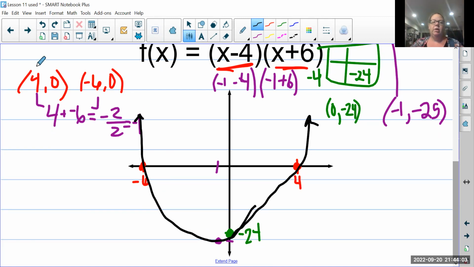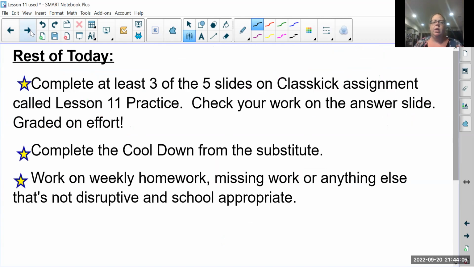All right, so what you're doing for class today is on ClassKick, there's an assignment called Lesson 11 Practice. There are 5 slides that you can do. You need to do at least 3 of them. If you need to do more practice, then do more practice. There are answer slides. So there's a slide with the problem, and then the next slide is the answers. So I'm just checking to see that you're doing it and then checking your answers to make sure it's right.